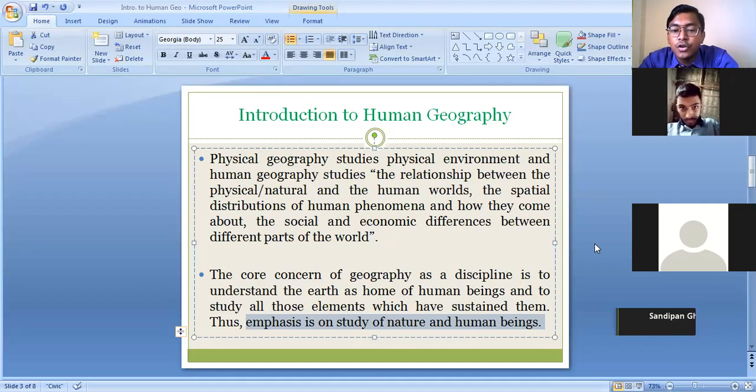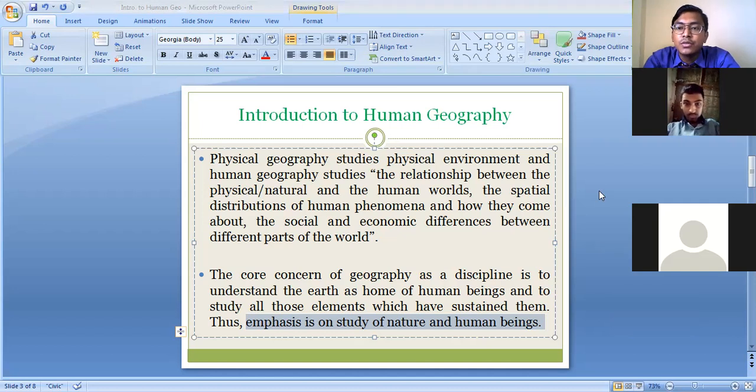Basically, geography deals with the study of nature and human beings as a whole. Any kind of phenomenon on the earth which has some relationship with human beings can be studied through geography. So this is just the introduction to this chapter, human geography, and here we come to know how human geography came into existence.